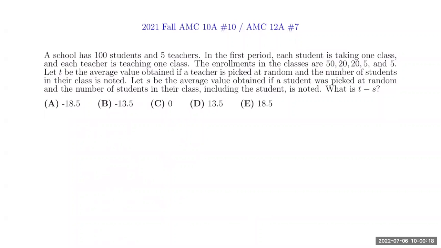A school has 100 students and 5 teachers. In the first period, each student is taking one class and each teacher is teaching one class. The enrollments in the classes are 50, 20, 20, 5, and 5.